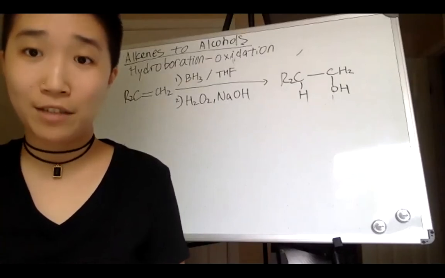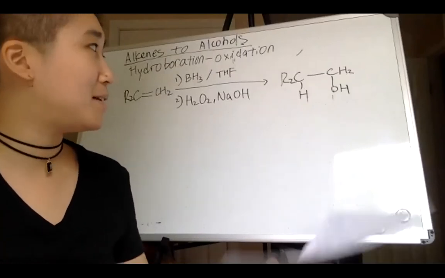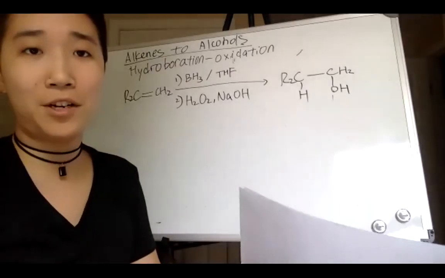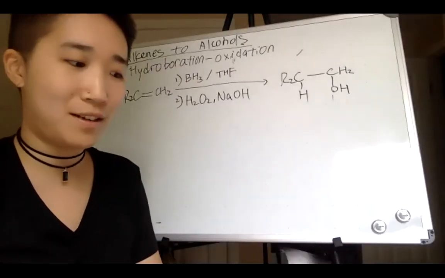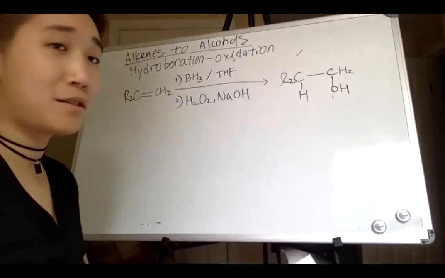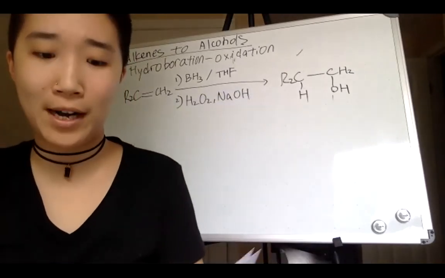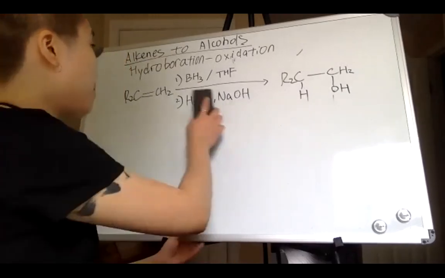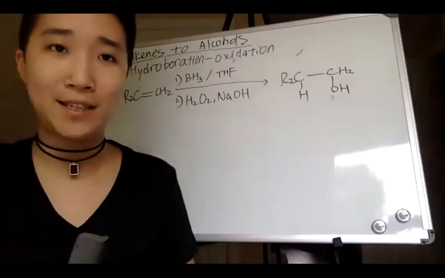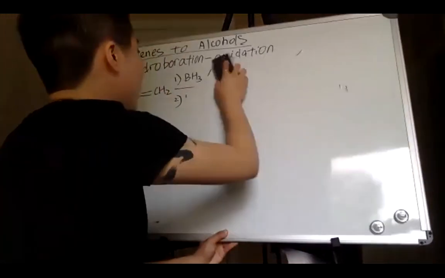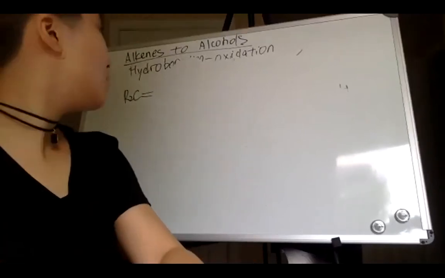Anti? It's going to be anti-Markovnikov, right? Because the hydrogen ends up on the more substituted side, whereas the OH ends up on the less substituted side. So how does this even work? Well, we have 2 steps. So as we did before, I'm going to break it down and show you the most important mechanism, which is the 1st step. The 2nd step, you don't have to worry about it.